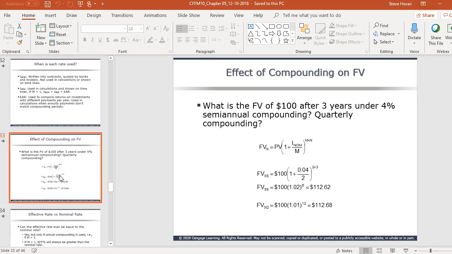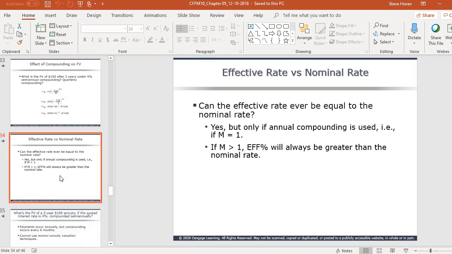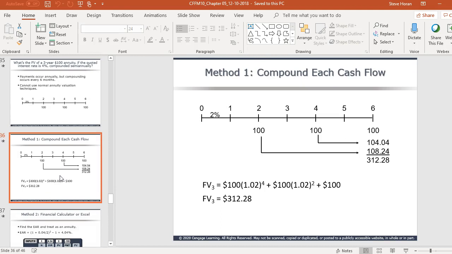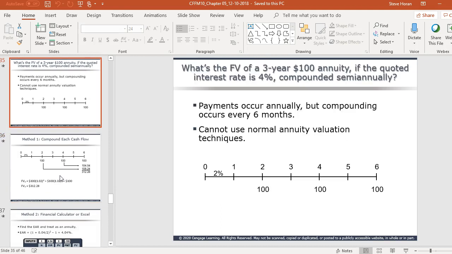Okay, and this kind of just shows us a little bit about how that changes the answer. So just the different compoundings. Okay, so I'm going to skip a few things here, and then this one here shows us the semi-annual interest rate, taking a 3-year $100 annuity, and we're going to compound now semi-annually, and how does that kind of change the answer, right?